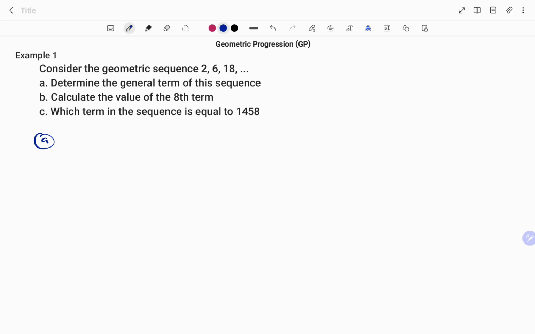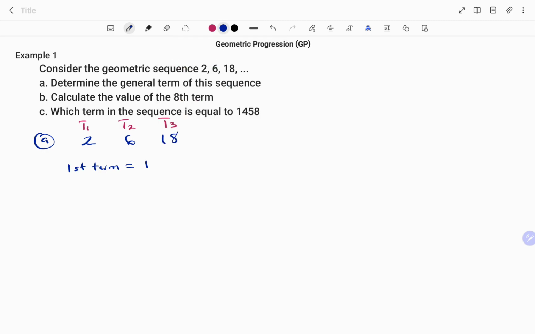My sequence is 2, 6, and 18. I know that my first term, let me tag each term. My first term is T1, which is also equal to A. This is my T2, and this is my T3.